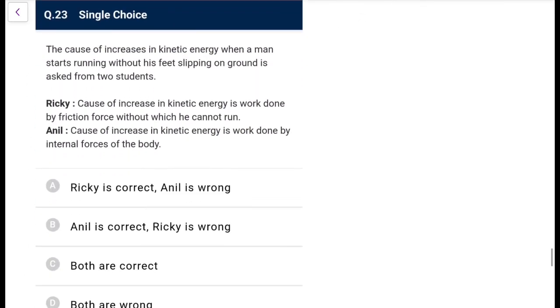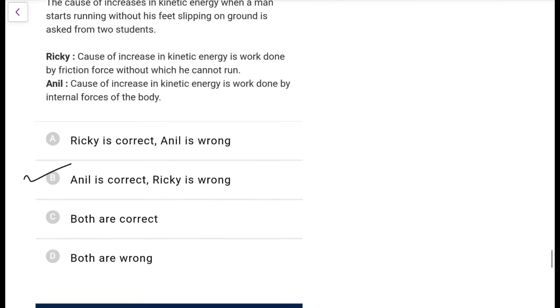Next one. The causes of increase in kinetic energy when a man starts running without his feet slipping on the ground is asked from two students. The first says the cause of increase in kinetic energy is work done by frictional force, without which he cannot run. The other says the cause is work done by internal forces of the body. So just remember, friction helps your foot not to slip. It doesn't provide the kinetic energy, because the friction involved is static, and static friction never supplies that sort of energy. So Anil is correct, but Ricky is wrong, because friction prevents slipping. It is not energizing you.